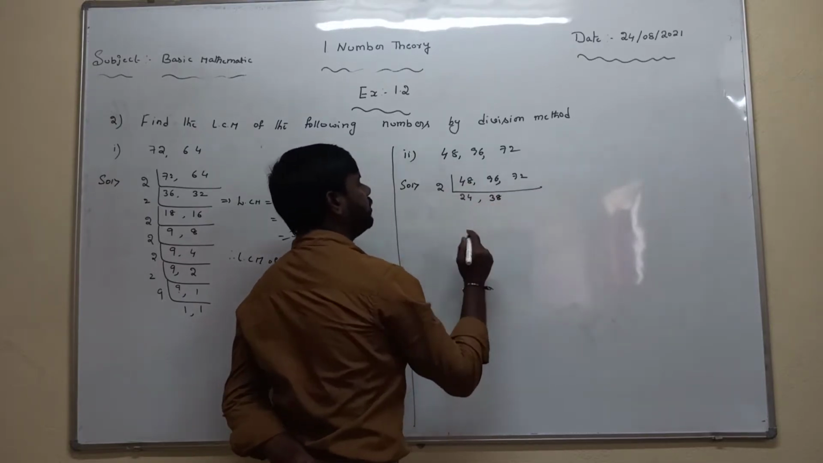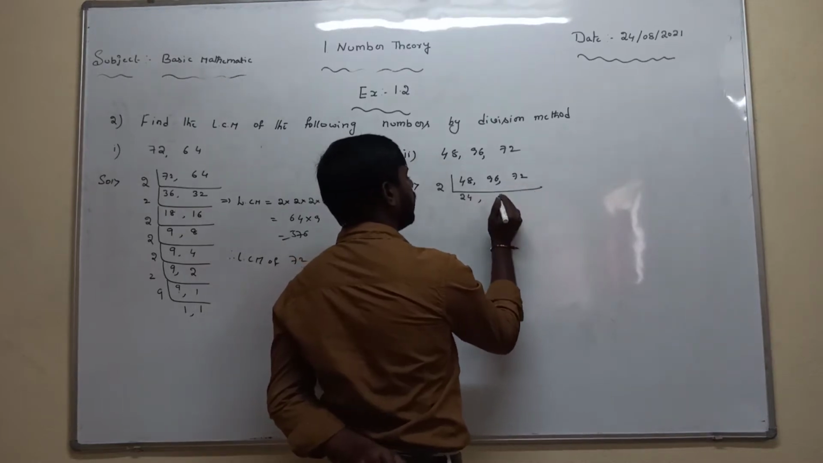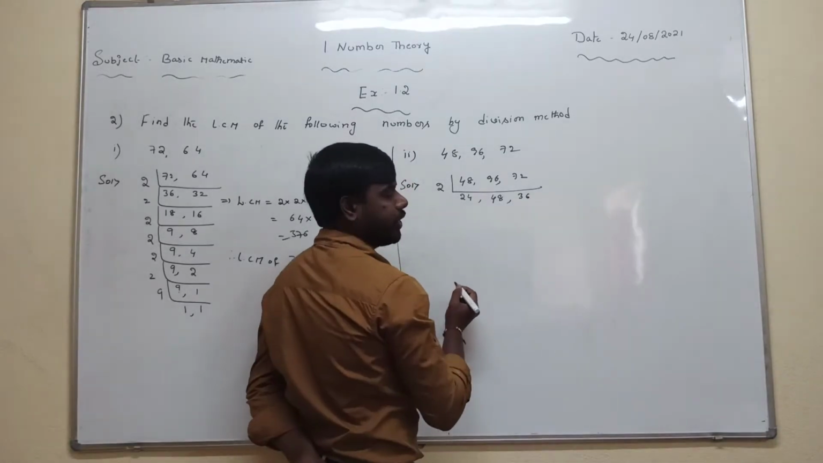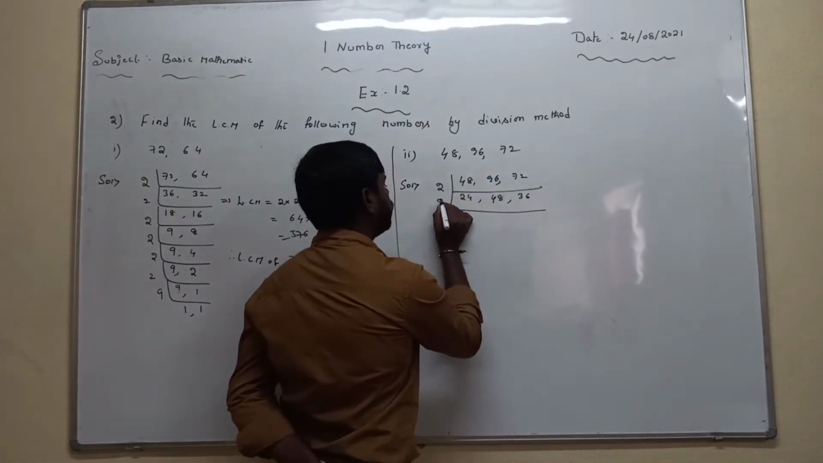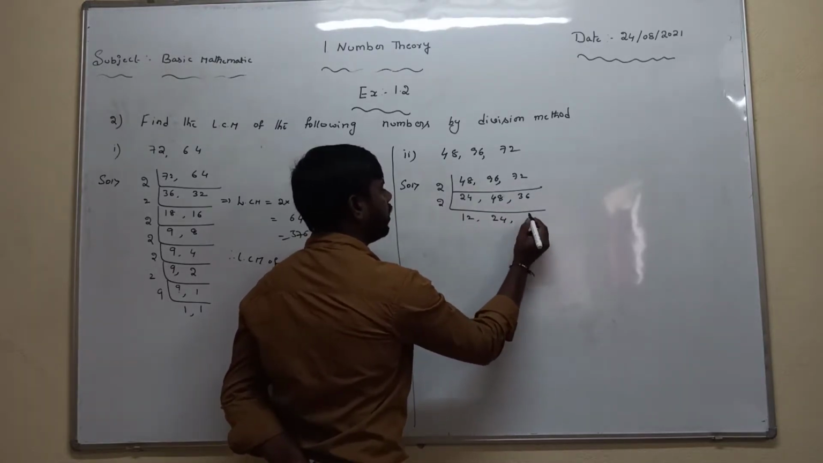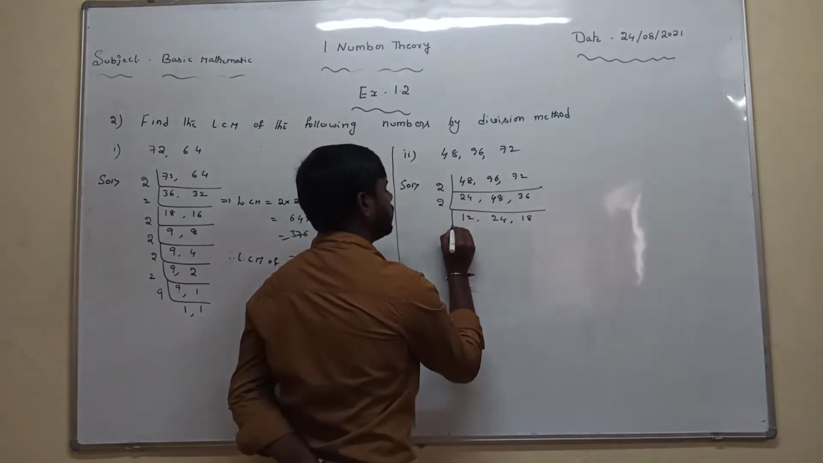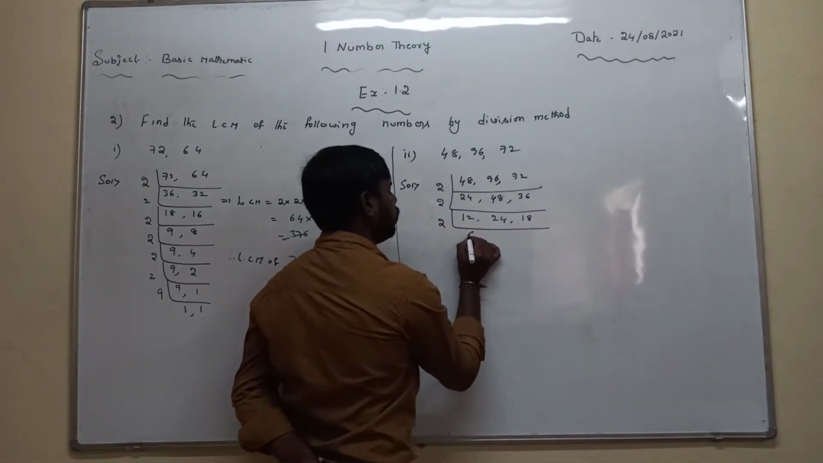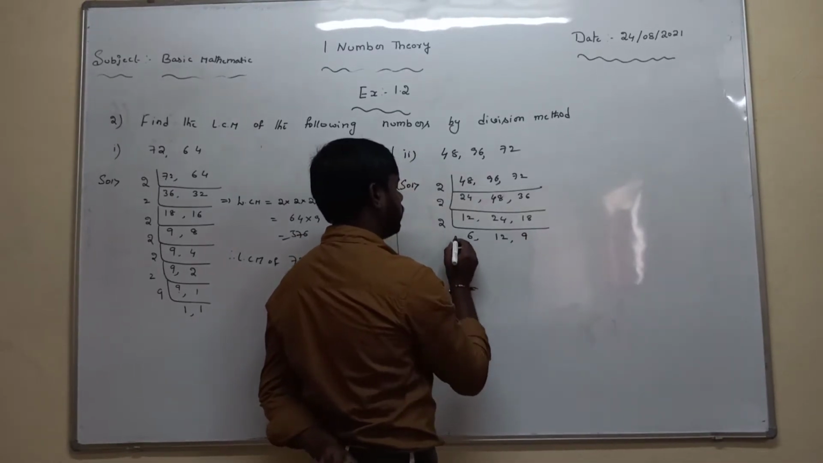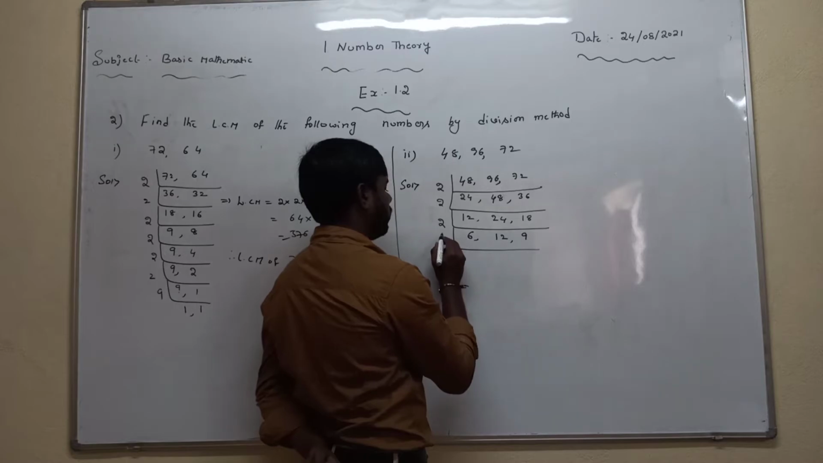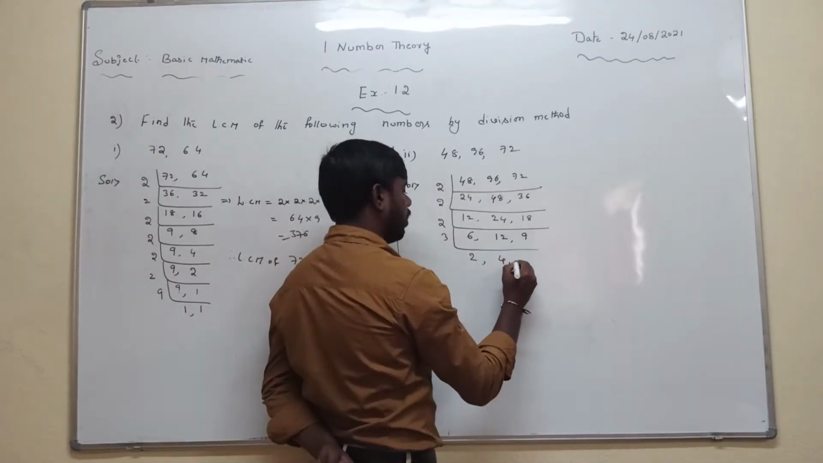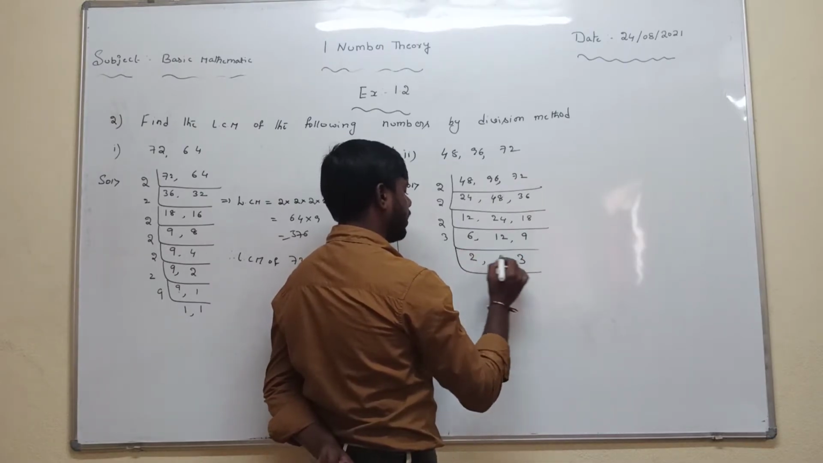2 48s are 96. 2 36s are 72. Next, 2 12s are 24, 2 24s are 48, 2 18s are 36. Next you can take 2 6s are 12, 2 12s are 24, 2 9s are 18. We can take 2 or 3. So I am taking 3. 3 2s are 6, 3 4s are 12, 3 3s are 9.